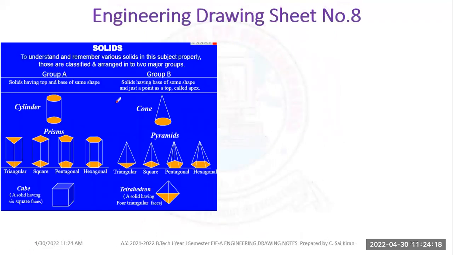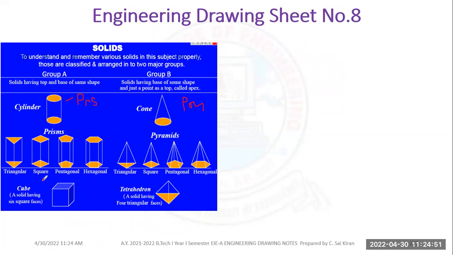So solids are divided into two groups. One is where the top and base are of the same shape, which is nothing but the prism. Next is the solid that has a shape at the bottom and an apex at the top, with all the corners touching the apex. This is nothing but the pyramid. So there are two cases: one is prism and one is pyramid. Cylinder is one case of prism and cone is one case of pyramid.